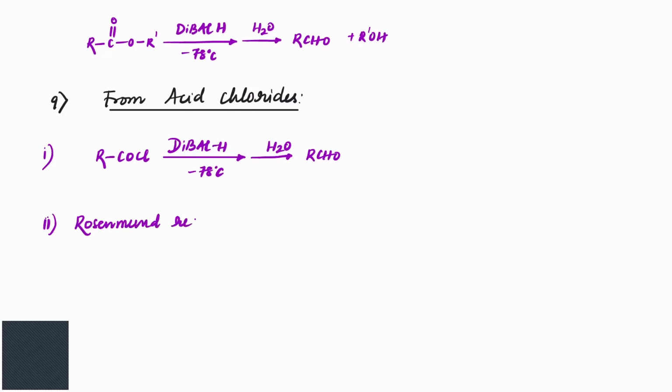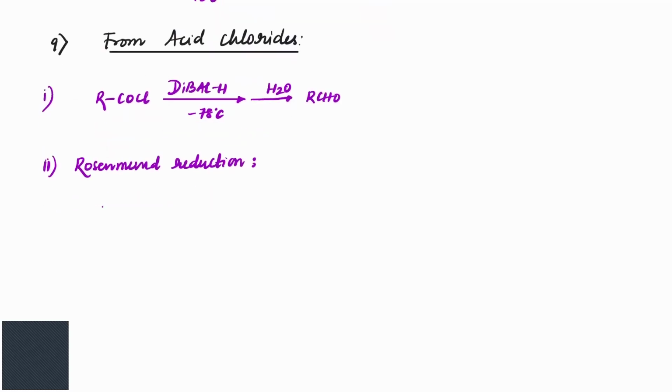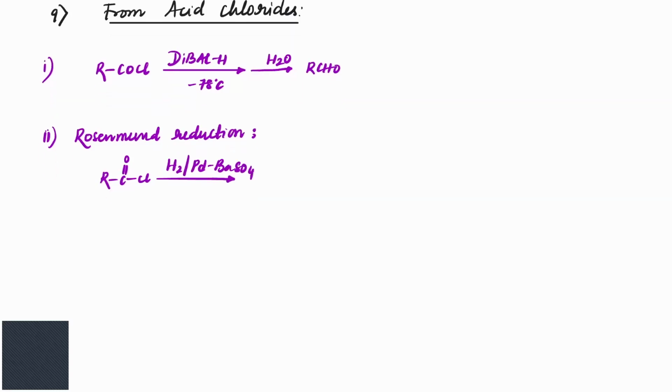Second reaction is called the Rosenmund reduction. Rosenmund reduction is when you have R C double bond O Cl and you treat this with H2 in the presence of palladium barium sulfate. That means it is a poisoned palladium surface, which we call Lindlar's catalyst. So using Lindlar's catalyst, we'll convert that into an aldehyde form. Further reduction of the aldehyde is not observed. Okay.